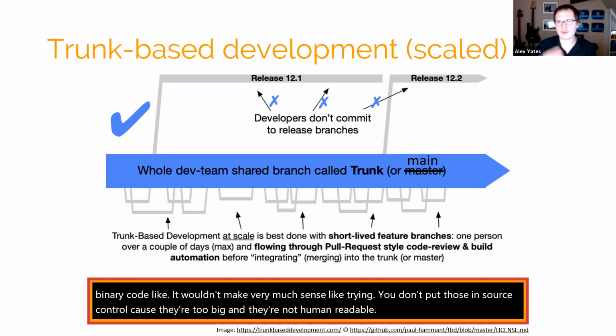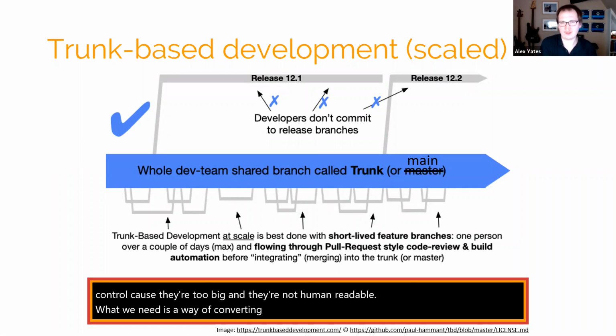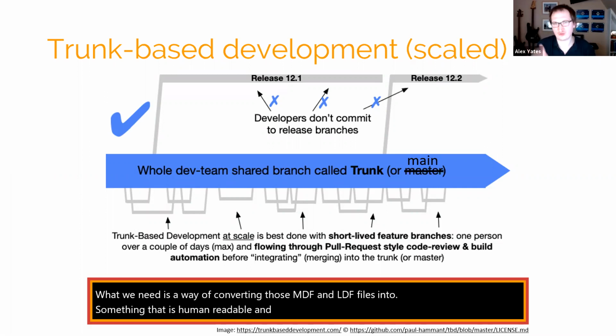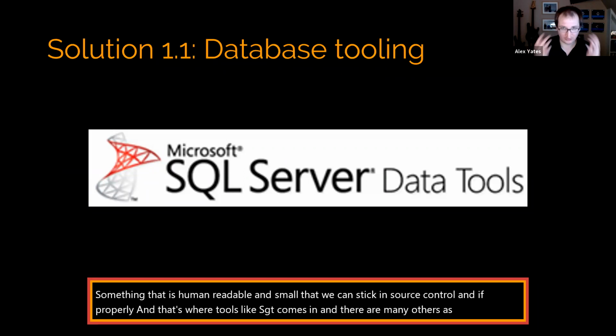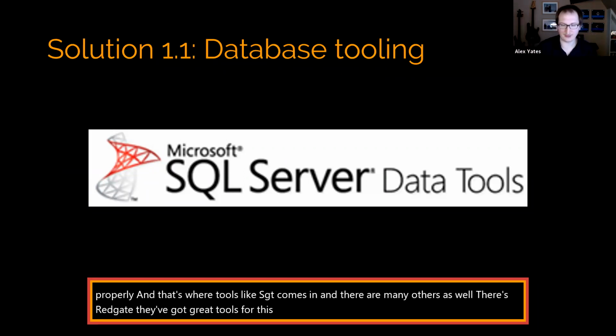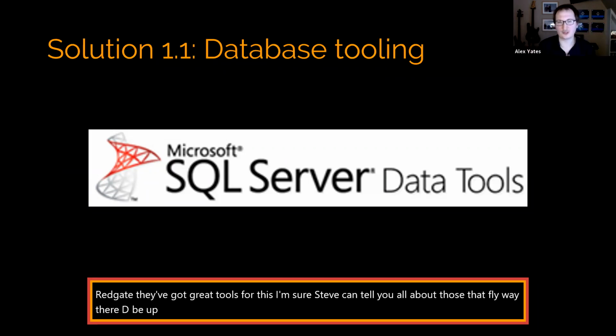What we need is a way of converting those MDF and LDF files into something that is human readable and small that we can stick in source control and we can diff properly. And that's where tools like SSDT come in. And there are many others as well. There's Redgate that have got great tools for this. I'm sure Steve can tell you all about those. There's Flyway, there's dbaclone. There's all sorts of different tools that we can use to look after our source code.